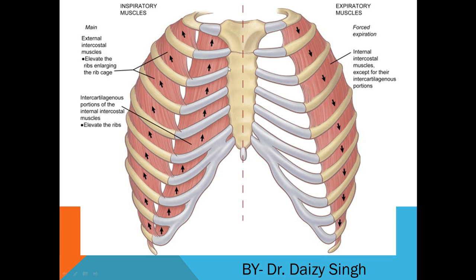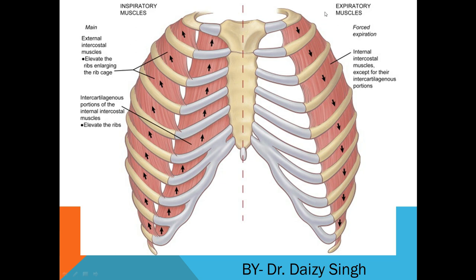This slide is showing you, on the left side the inspiratory muscles, and on the right side the expiratory muscles. The main muscle of inspiration is the external intercostal muscle. And this is the cartilage, and there is one more layer of muscle known as the internal intercostal muscle. The main function here is to aid inspiration. When these muscles contract, they elevate the ribs and enlarge the rib cage, increasing the space and hence helping in inspiration.